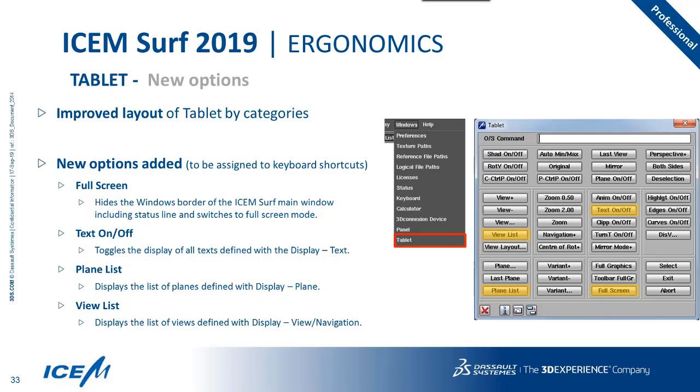We've also added 4 new ones highlighted in yellow. You can now assign text off and on, full screen mode, plane list, and view list to a hotkey. So if you like to use hotkeys a lot, and a lot of experienced users do, we've got some more things now to play with just to improve your workflow and speed up your modeling. So some nice enhancements there. I'm very pleased with those.